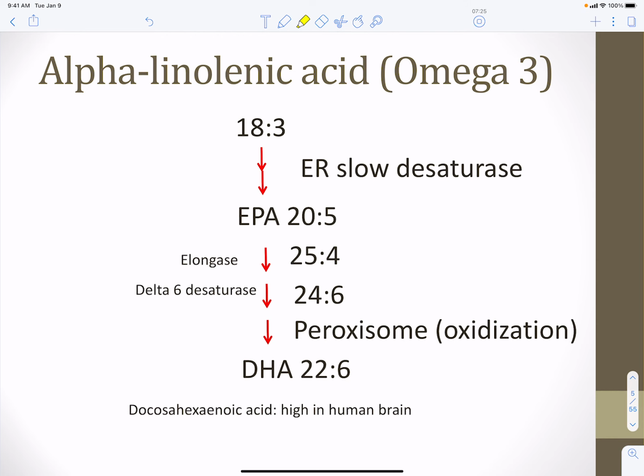Okay, so we have our omega-3 essential fatty acid, alpha-linolenic acid. It is an 18 carbon with 3 double bonds. The endoplasmic reticulum will take this fatty acid and, through a very slow process, desaturate it. This leads to EPA with 20 carbons. Then you have several steps: elongation, desaturation, and involvement of peroxisomes, and then you finally get docosahexaenoic acid, which is at very high levels in the brain.